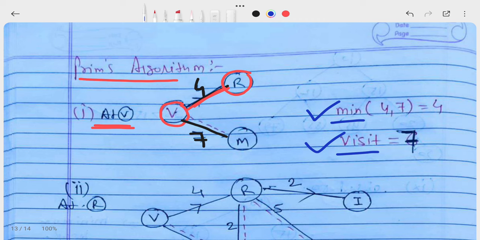There are a total of two paths. The first path is this, the second path is this. The value of the first path is equal to 4, and the value of the second path is equal to 7. Out of these two, what is the minimum? Minimum is 4, which means you are going in the fourth direction.